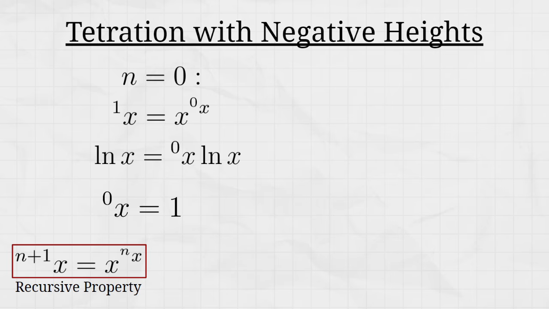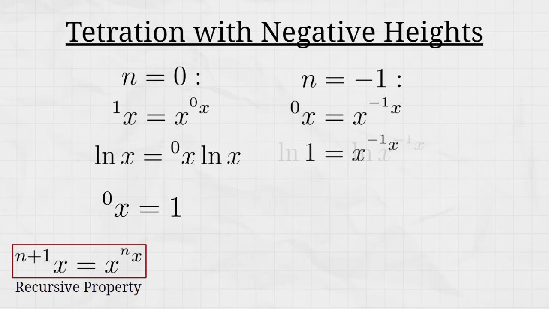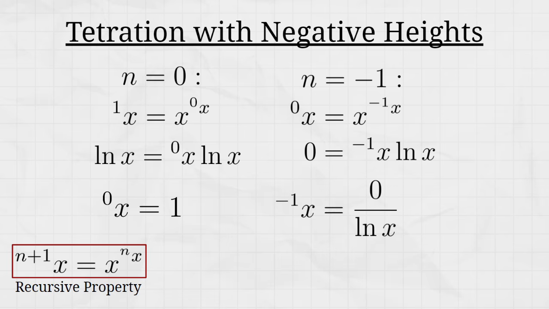Now, continuing this process, substituting n equals negative 1 gives this line, and we can substitute in the value for the 0th tetration of x that we just found. Now, once again taking ln on both sides, we get that 0 is equal to the negative first tetration of x times ln of x. So the negative first tetration of x is 0.